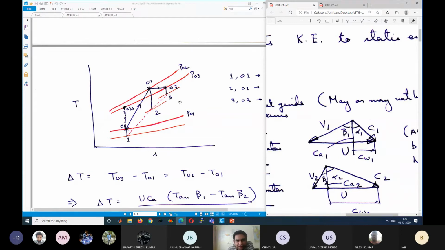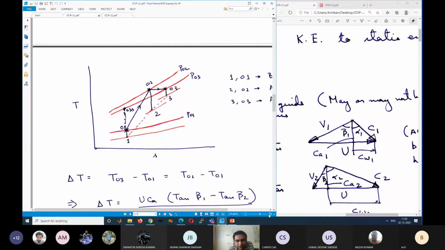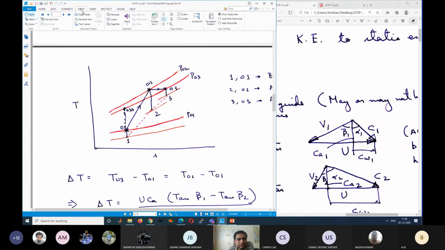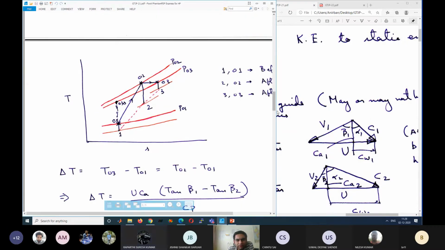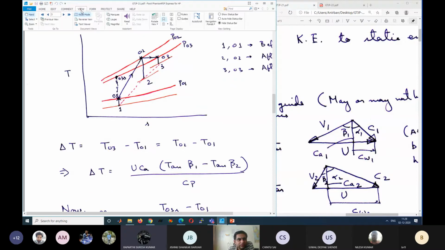Any questions regarding this? I will reduce the size so that the entire document is clear. Sir, you said about losses, frictional losses. Can you repeat that part once again? Yes. Where is the zoom here?